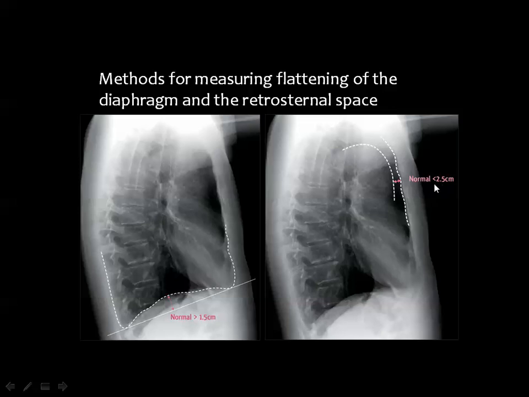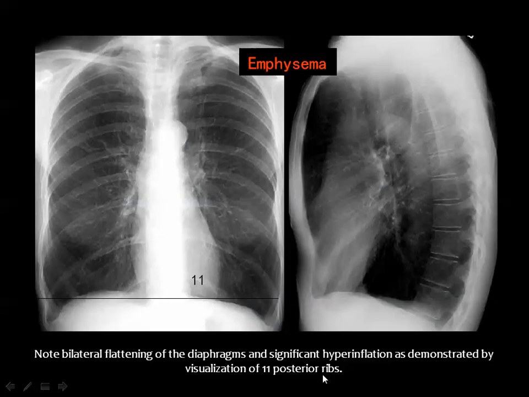This distance should not be more than 2.5 centimeters. Also, this is a way to know if the diaphragm is flat or not. You identify the copula of the diaphragm and you draw a tangential line from the ends of the copula. Then you draw a perpendicular line from the highest point of the copula, and this line should be more than 1.5 centimeters.